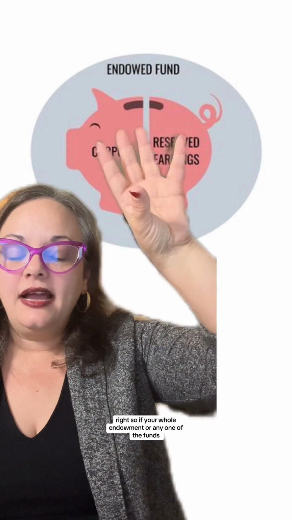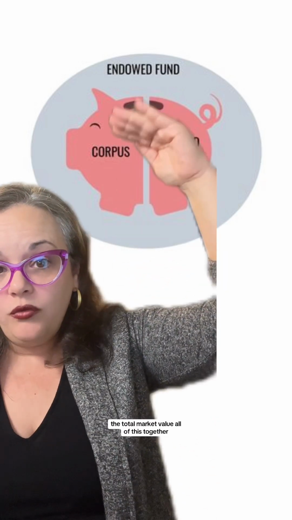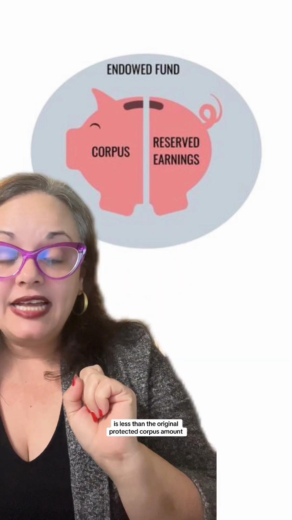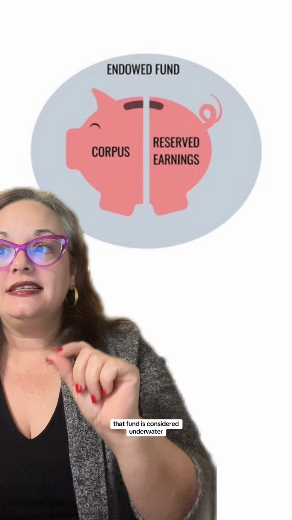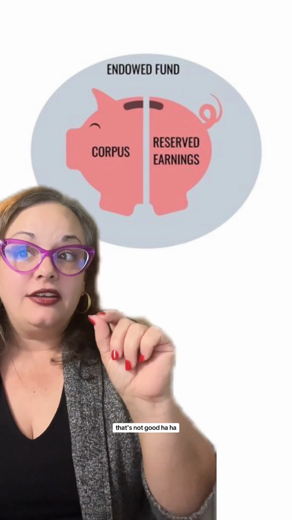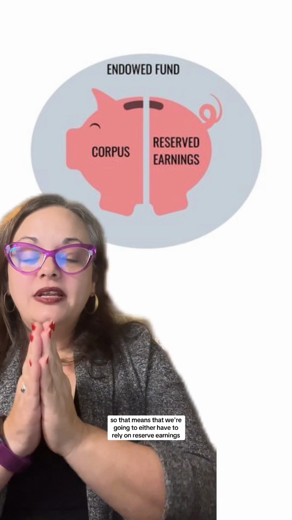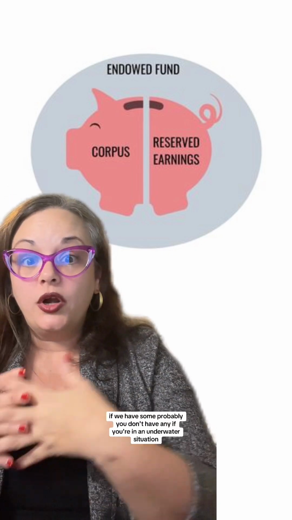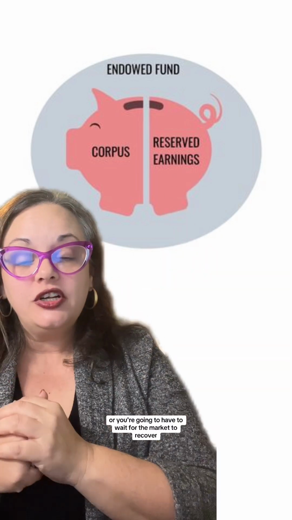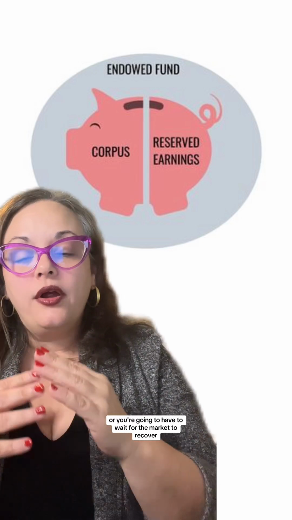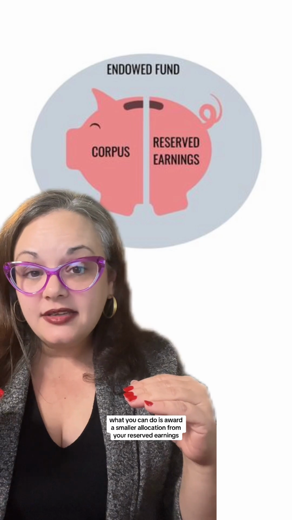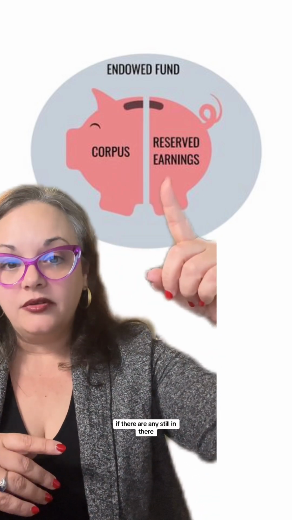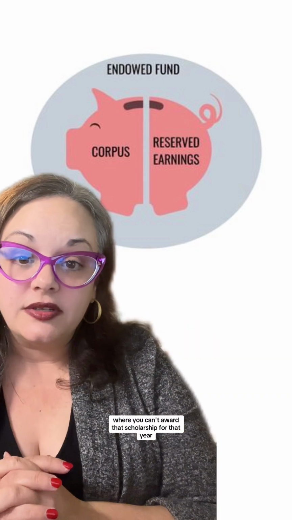So if your whole endowment or any one of the funds, the total market value, all of this together, is less than the original protected corpus amount, that fund is considered underwater. That's not good. So that means that we're going to have to wait for the market to recover. So sometimes what you can do is award a smaller allocation from your reserved earnings, if there are any still in there, or you may just be in a situation where you can't award that scholarship for that year and you have to wait for the market to recover, replenish the corpus, replenish some of the reserved earnings, then you can award the scholarship again.